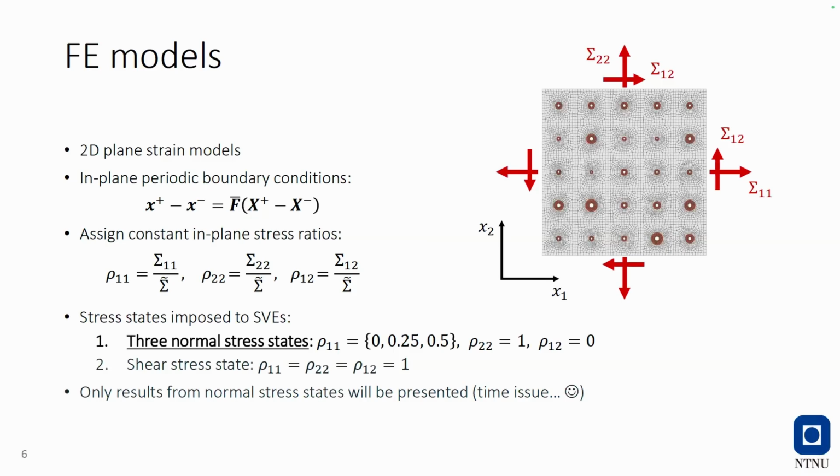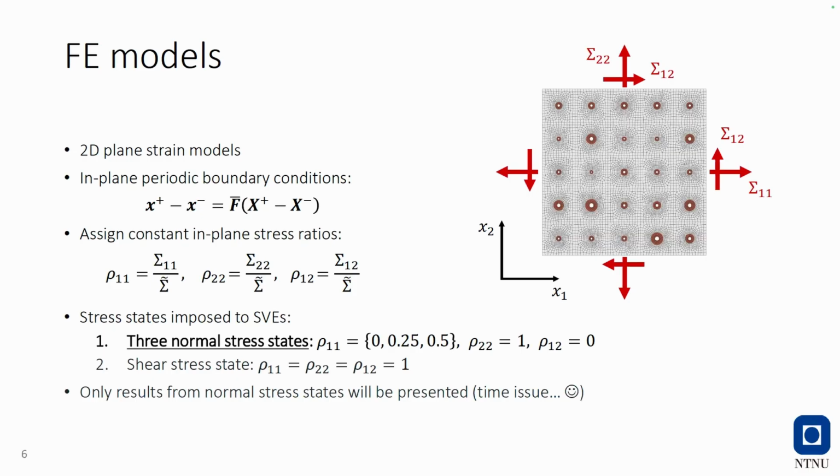So this is just a sketch of the finite element models we use. They're in plane strain. They're subjected to in-plane periodic boundary conditions. We assign constant in-plane stress ratios, with monotonic loading, but we can't really control out-of-plane stresses. So this just becomes what it wants to become.